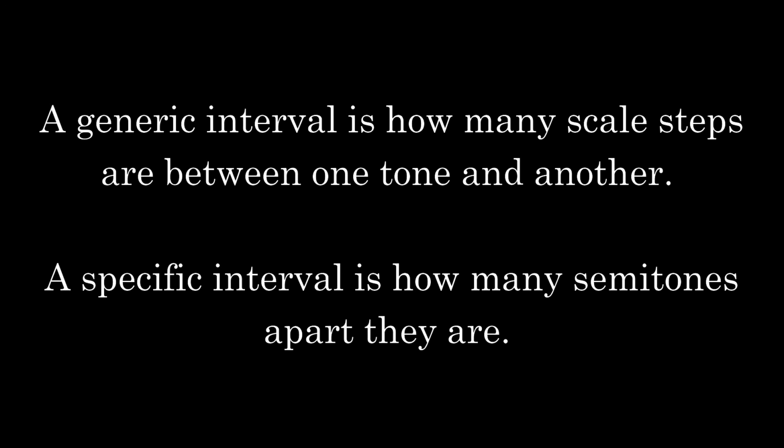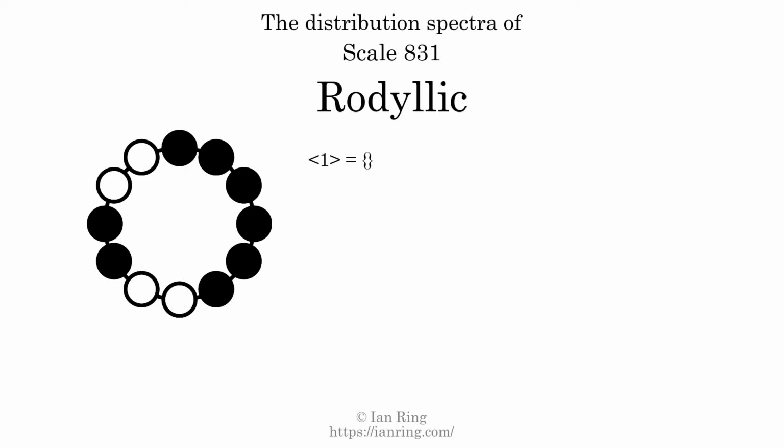A generic interval is how many scale steps are between one tone and another. A specific interval is how many semitones apart they are. The generic interval of one scale step comes in two different specific interval sizes, 1 semitone and 3 semitones. The spectrum width of this generic interval is the highest, 3, minus the lowest, 1, which equals 2.